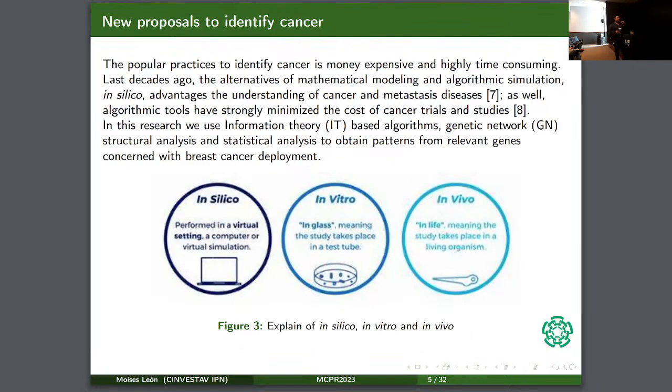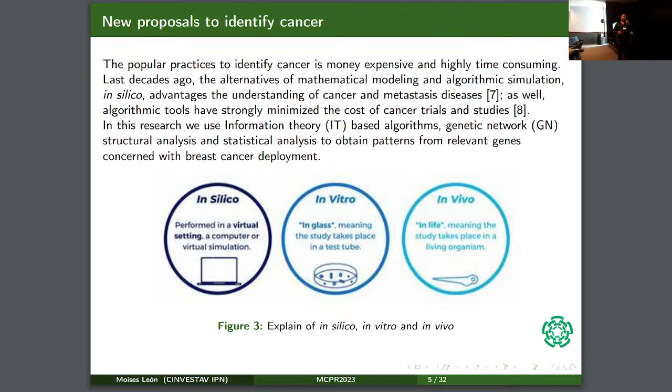The popular practice to identify cancer is very expensive in money and in time because there are very heterogeneous problems, and there are no two cancers that are equal. But in fact, the genes that get mutated or the proteins that promote cancer are the same in most cancers.